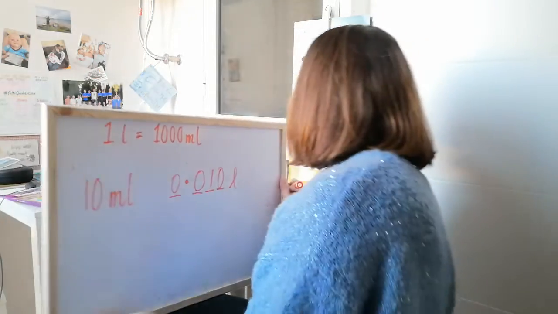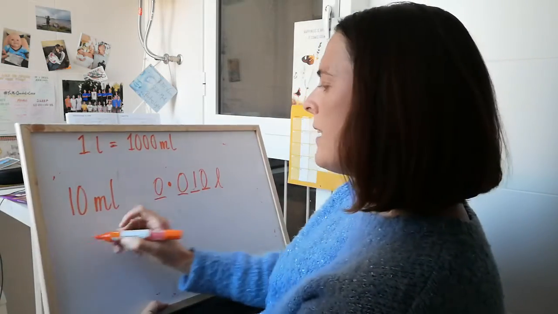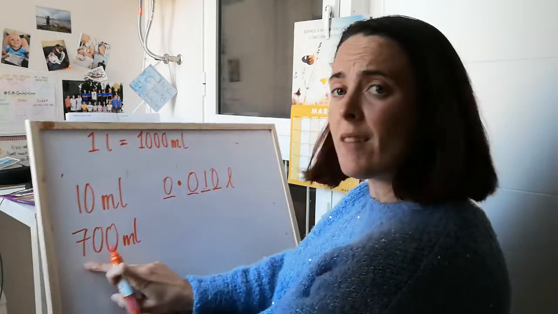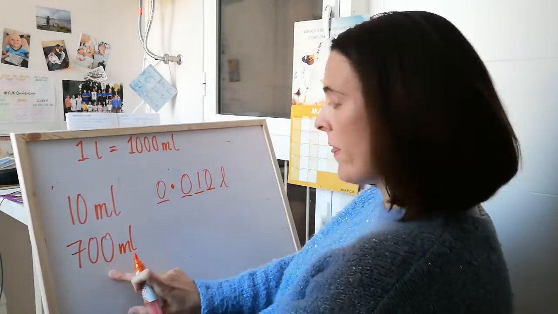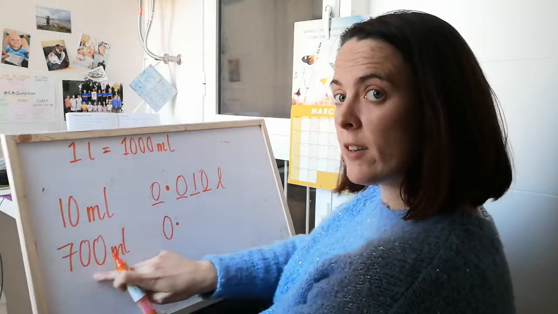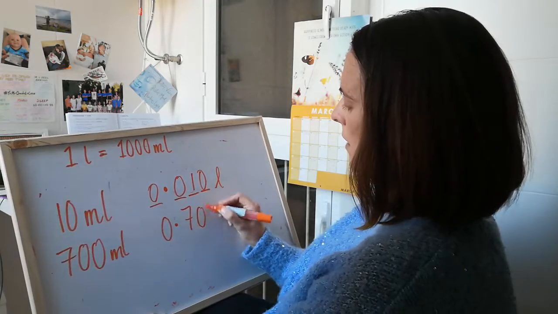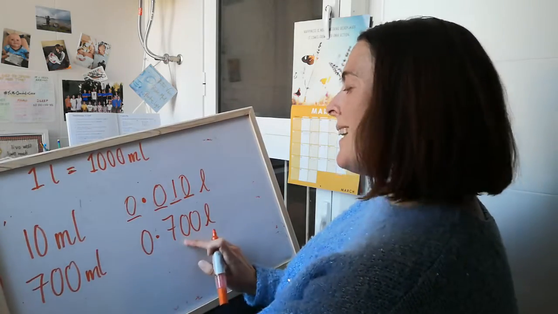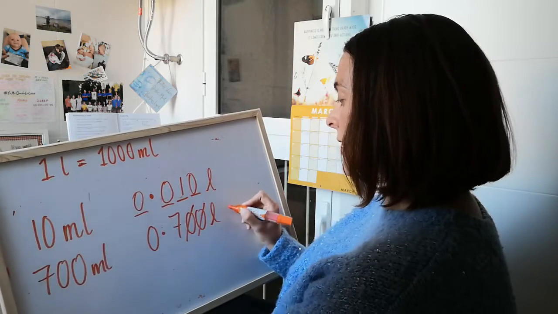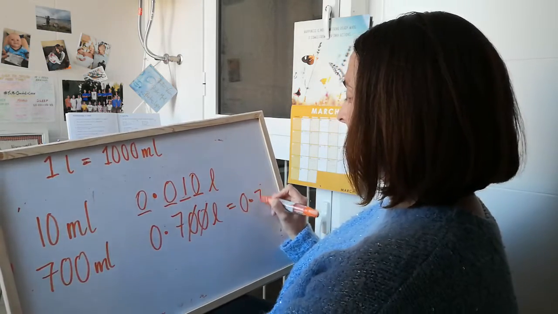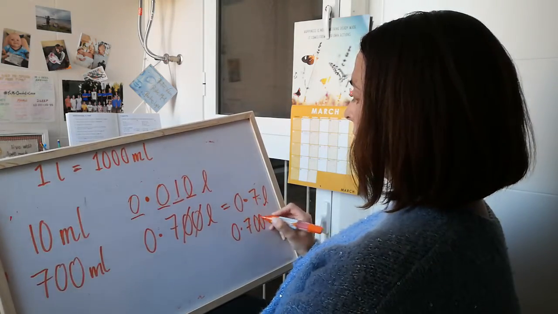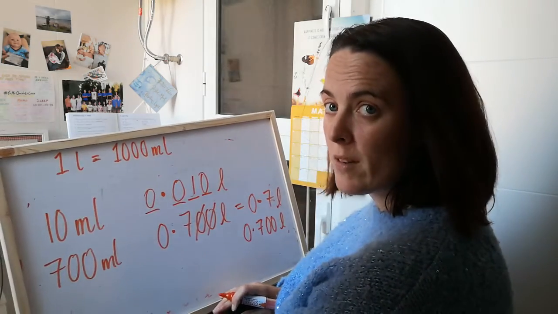I'll look for another one. Let me see, 700 millilitres. We do not have a full litre because it's not over 1,000, so it will be 0 point, and then because there are 3 digits there, I just fill them in. Now we know that after the decimal point, these 2 zeros are not necessary, so it's equal to 0.7 litres. But if you write 0.700 litres, that's fine as well. It's the same.